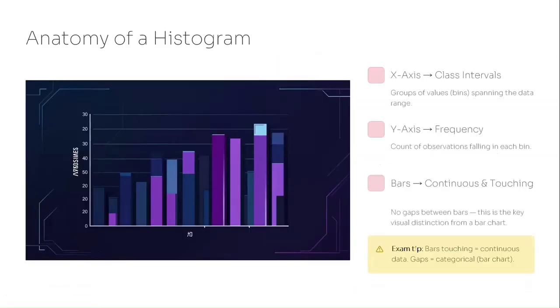In the anatomy of a histogram, the x-axis shows class intervals, which are known as bins or range. The y-axis shows frequencies. Bars are continuous and touching, like the earlier slide. Touching bars imply continuous data. Gaps imply categorical data, as in a bar chart.